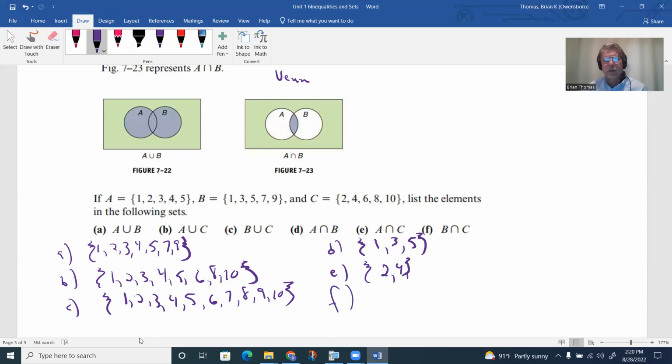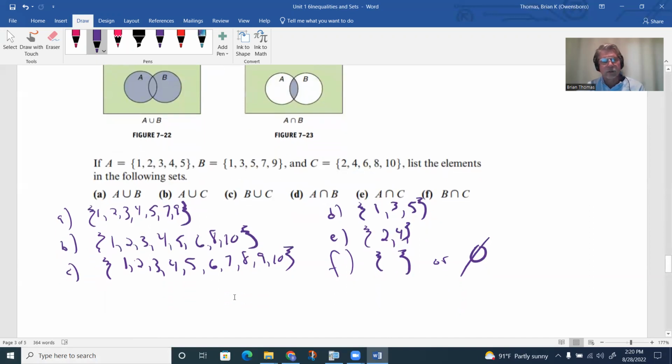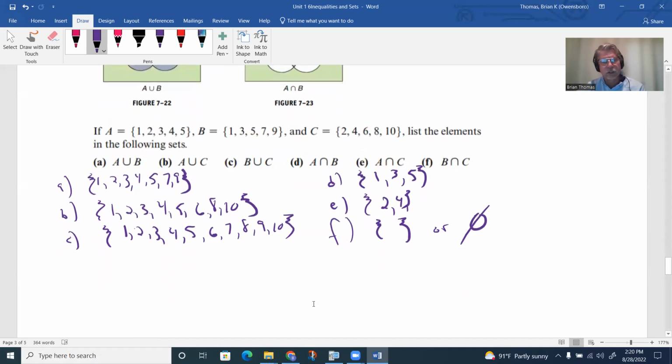F, I have B intersection C. So 1, 3, 5, 9, 2, 4, 6, 8, 10. Notice that they don't have anything in common. So either I can use this here as an empty set, or I can just use this symbol here for empty set. So they don't have anything in common, so that's an empty set. So that's the definition between union and intersection.